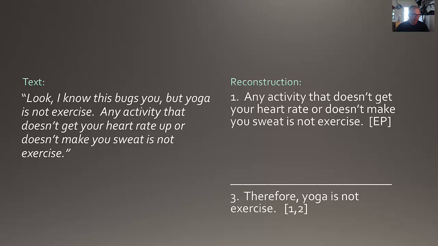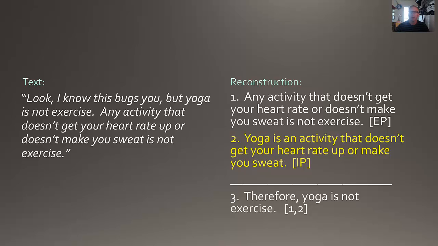This author's relying on this notion that, what's wrong here? What's missing? Well, the explicit connection between yoga and not getting your heart rate up or not making you sweat has been left out. So we need an implicit premise again. Yoga is an activity that doesn't get your heart rate up or make you sweat. So now you can see the thing is valid. Any activity that doesn't get your heart rate up or doesn't make you sweat is not exercise. Yoga is an activity that doesn't get your heart rate up or make you sweat, therefore yoga is not exercise. So now you can hear that I've made it valid, and I've added an implicit premise. So we've got an explicit premise, an implicit premise, and then 3 follows from 1 and 2.